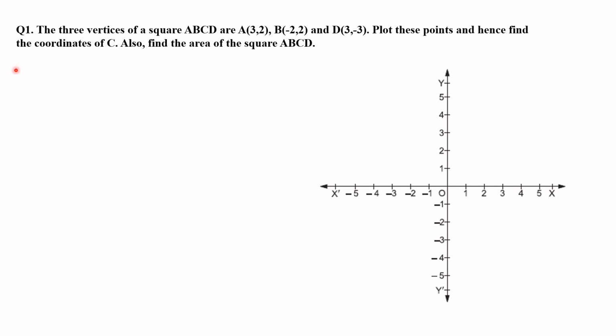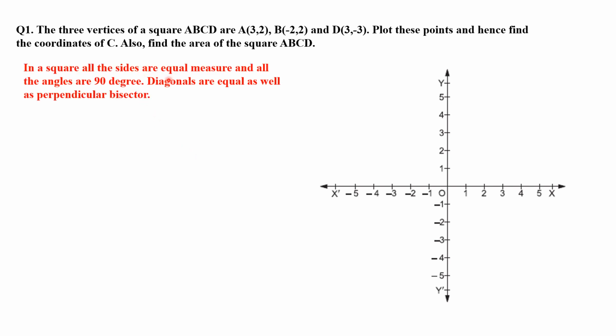Now you have to plot the points and then find the coordinate of C. To find the coordinate of C, you should know the properties of a square. The properties of a square are: all the sides are equal and all the angles are 90°, and second, the diagonals are equal as well as perpendicular bisectors of each other. These are the basic properties of a square which you should know. In a square all the four sides will be of equal measure, isn't it?